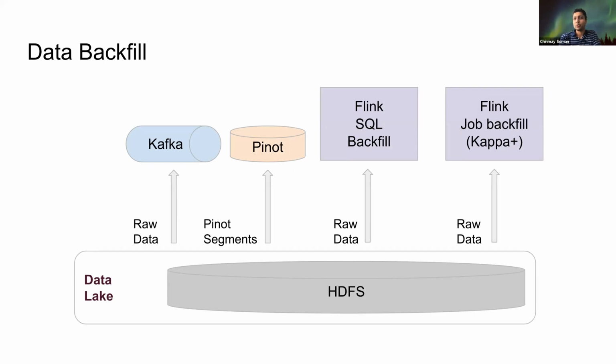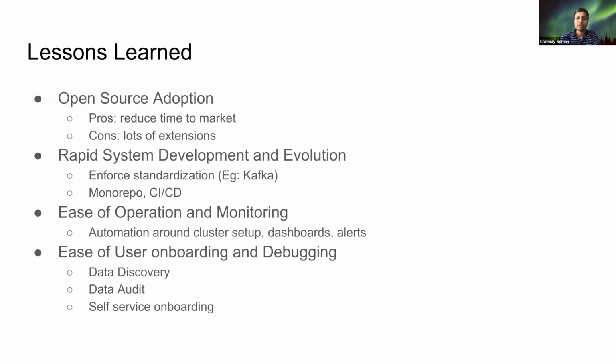And for Flink, there are two modes of backfill. In the SQL-based mode, we translate the same SQL query into a Flink batch job. The Kappa Plus mode allows us to use the same Flink API on a different data source, for example, Hive instead of Kafka. You can find more details in the paper.